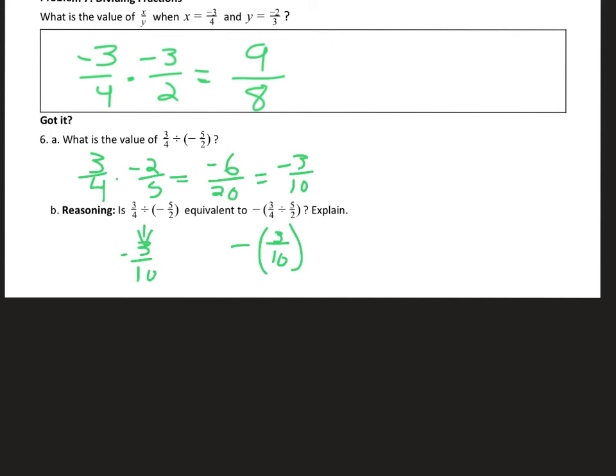Okay, so a quick explanation of the got it. I'm multiplying by the reciprocal, and the order does matter. 3/4 was being divided, so that still goes first, and I'm multiplying by the reciprocal of negative 5/2. So I know my result's negative because I have opposite signs, so this becomes negative 3/10. And in part B, you're using your solution from the last problem to explain a question. So is that equivalent to negative 3/4 divided by 5/2? I would say yes.